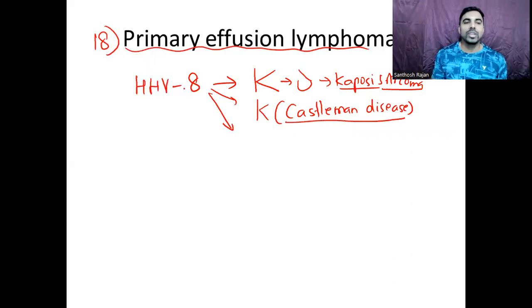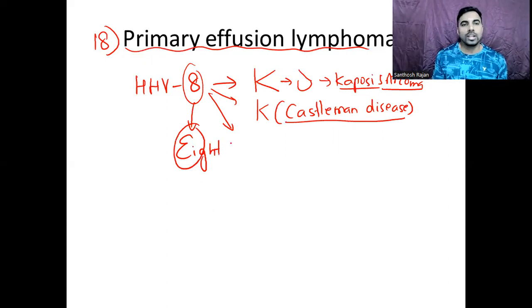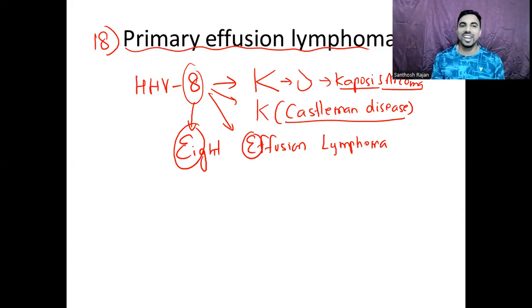Then what came? How will you write 8? You write it as eight, right? So with 8, what should come in A? Effusion should come. So effusion lymphoma. Effusion lymphoma. Got it? E for it. So this was there. If you forget also, no problem. You can expect this question in upcoming exams. So that is HHV-8, Kaposi sarcoma, right?